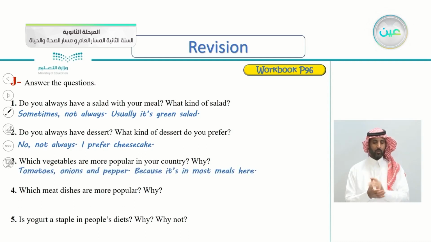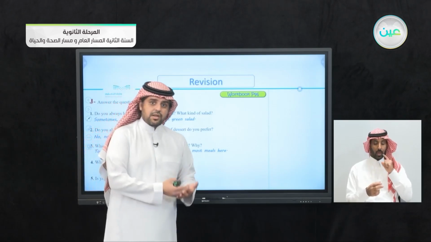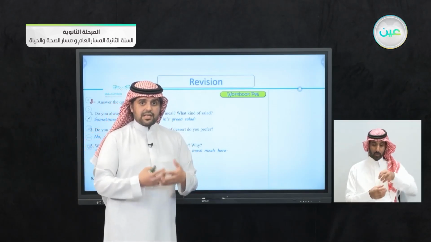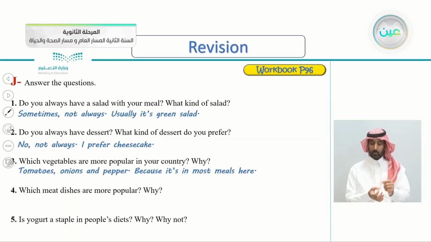Of course, I answered tomatoes, onions, and pepper. This is my own answer. You can answer with something else because they are in most meals here. Because you use them with most meals. If you want to make eggs like shakshuka, you put onions and tomatoes. If you want to make rice, for example, like kabsa, you put tomatoes and onions also.